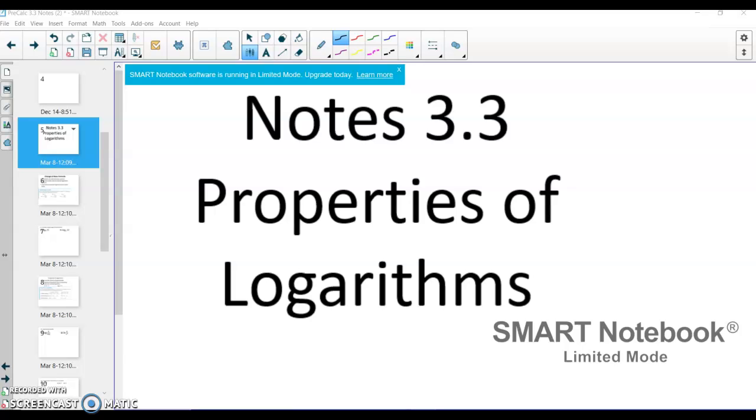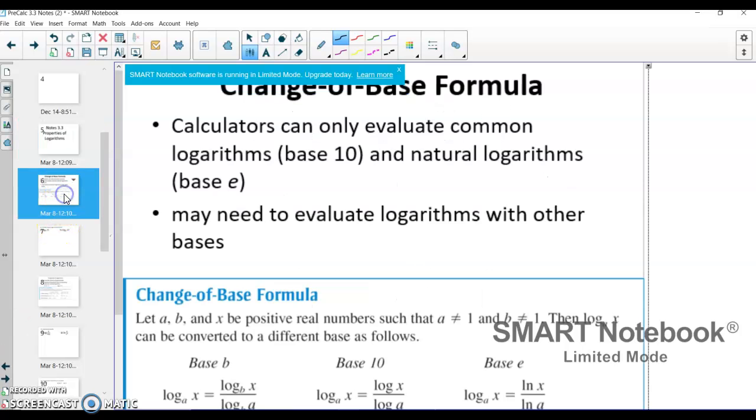Okay, here are the notes for lesson 3.3, focusing on properties of logarithms. What we're going to do here today, pretty short lesson, is look at the change of base formula to solve any logarithm. And then we're going to look at three different properties that will help us either combine logarithms or expand logarithms. And we're going to start here with the change of base formula.